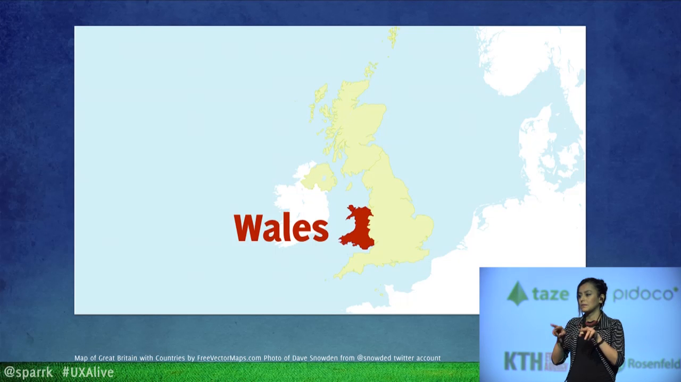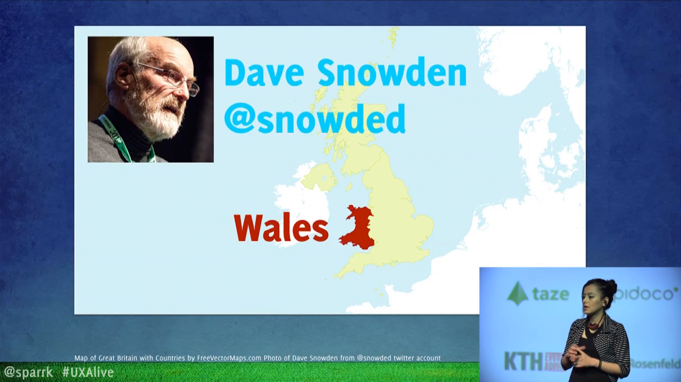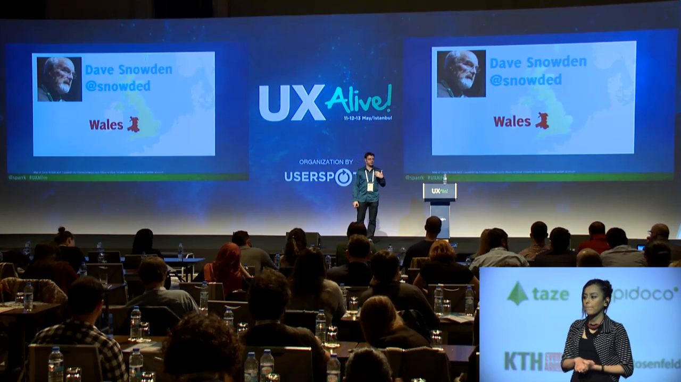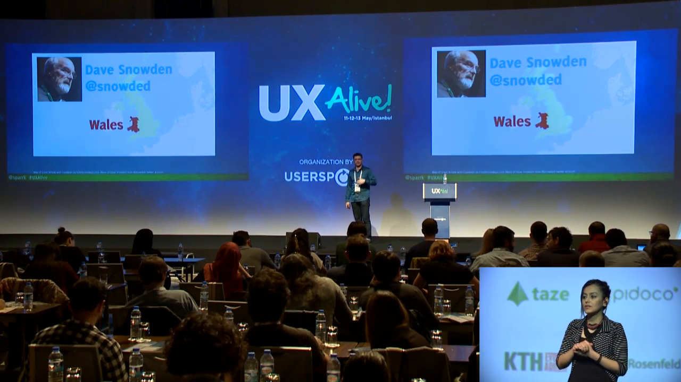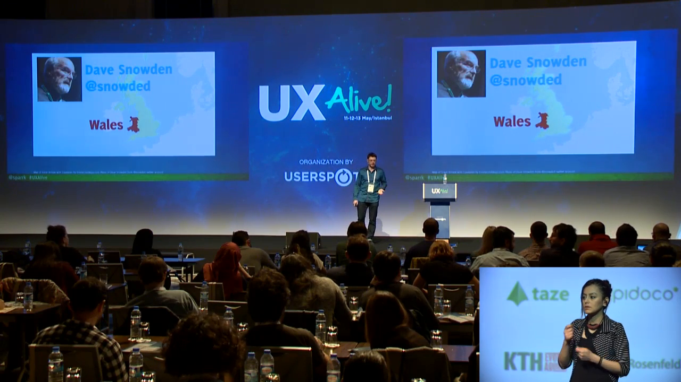Cynefin, the framework, was invented by a very clever guy called Dave Snowden, who's at Snowded on Twitter. And he's used it in a variety of different formats. He's used it to work with governments. He's used it to help design nuclear power plants. And now, of course, we're using it to help figure out how to build software.